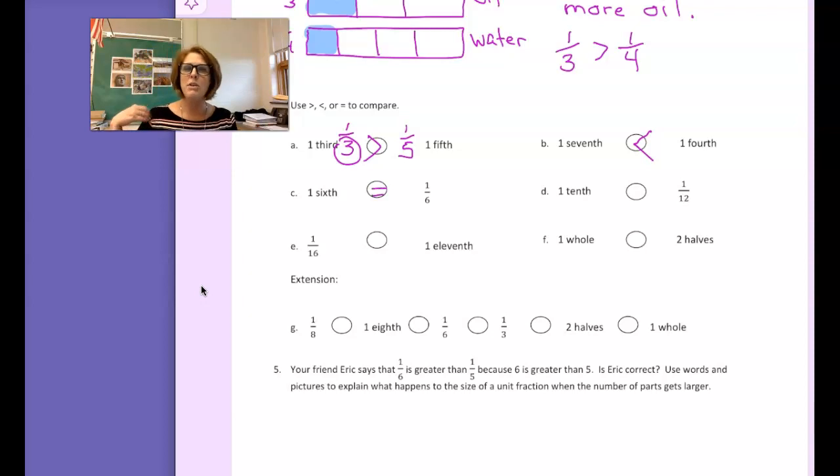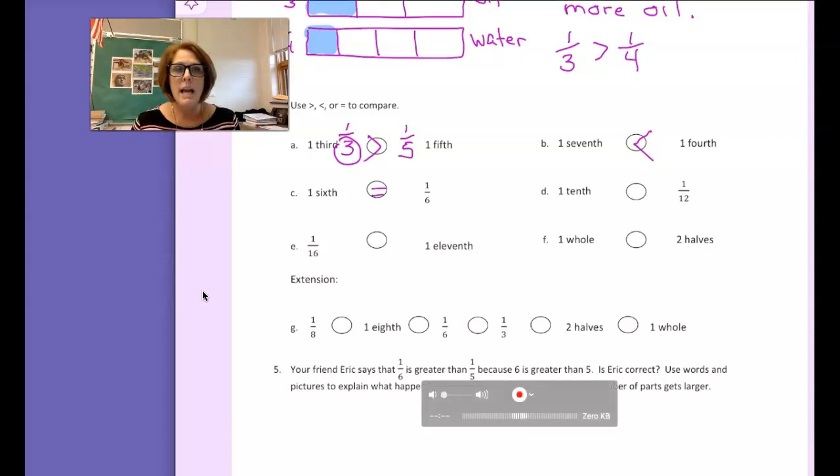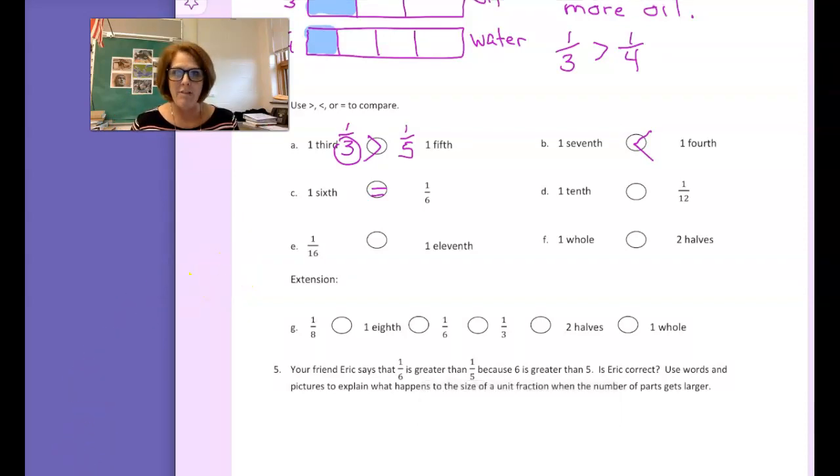You see, it helps if you say it rather than just look at it. Go ahead and try letters D, E, and F, and then come on back to see if you're correct. All right, letter D, 1/10 is greater than 1/12. Letter E, 1/16 is less than 1/11. And letter F, they're trying to trick you again.